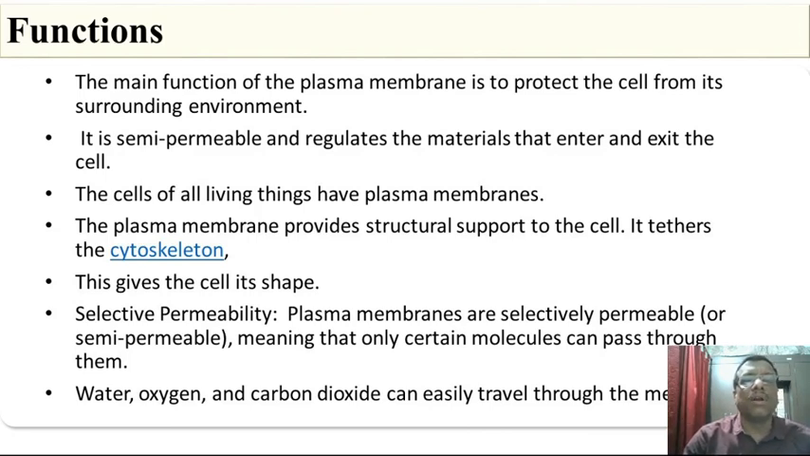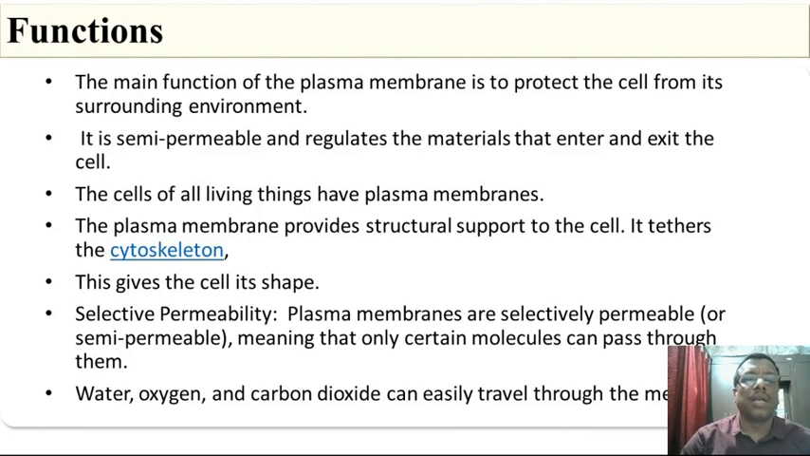The cells of all living organisms have the plasma membrane. The plasma membrane provides structural support to the cell. It acts as a skeleton. It tethers the cytoskeleton, which gives support to the cytoskeleton. And it gives a definite shape to the cell.